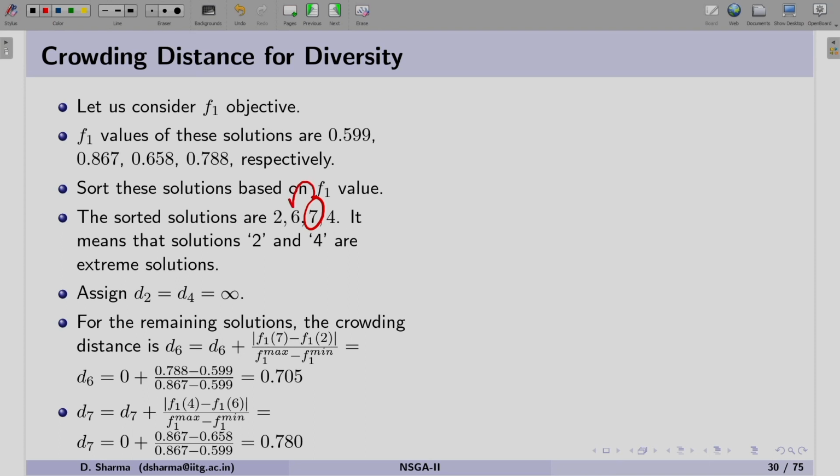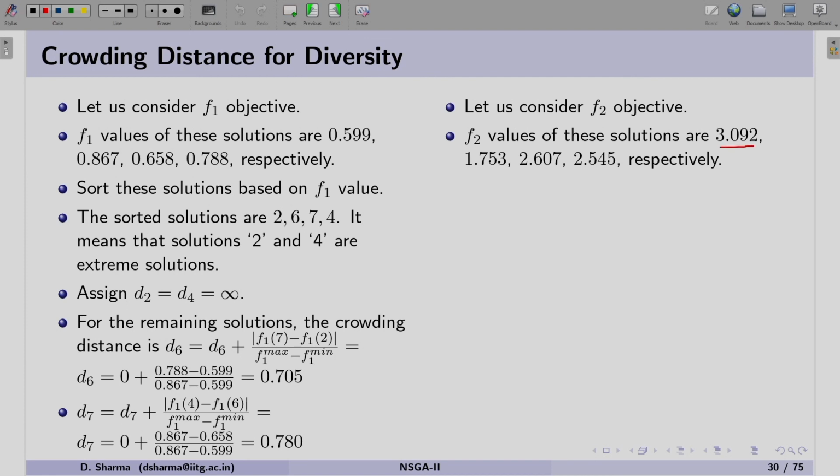The next solution is solution number 7. The neighbors of solution 7 are 6 and 4. So, since these are neighbors, we find the crowding distance as D7 equals (F1 of 4 minus F1 of 6) divided by (F1 max minus F1 min). Again, line number 2 will give us the required values and D7 is calculated as 0.780.